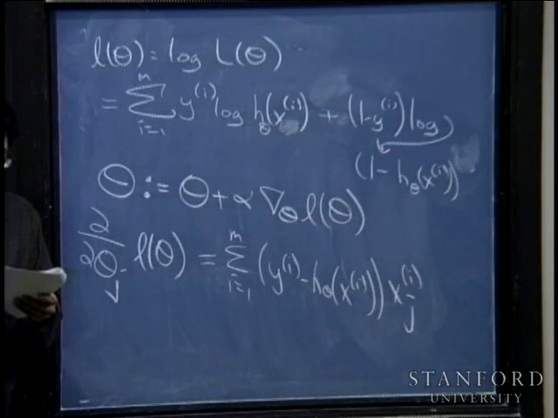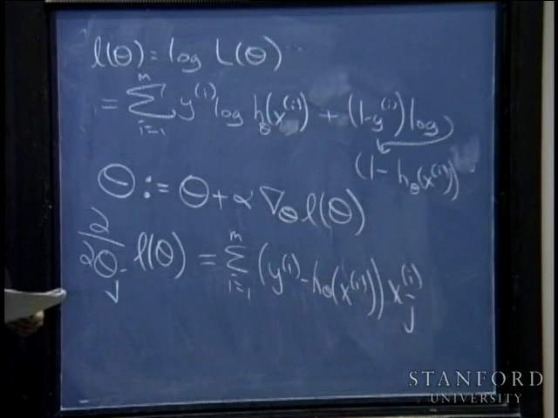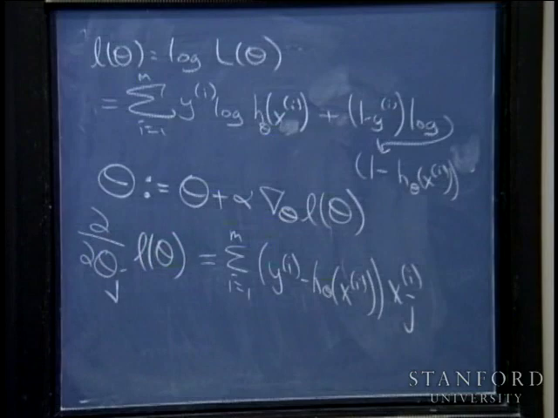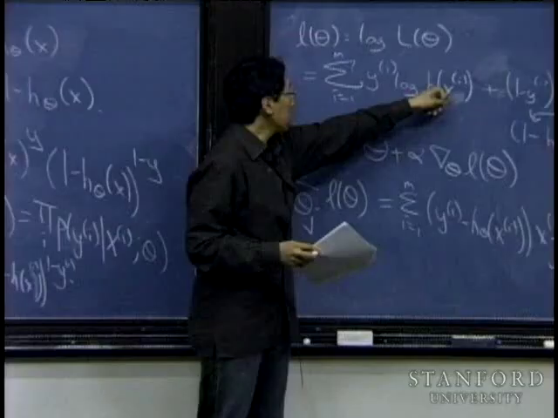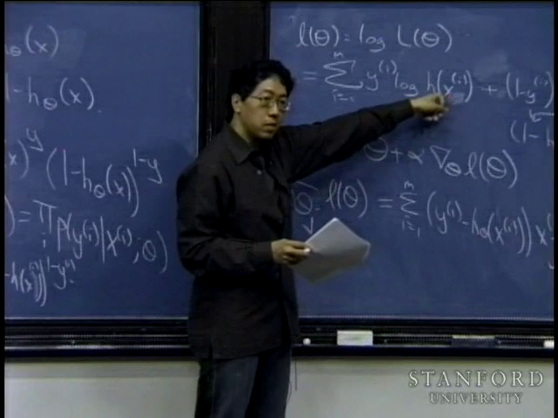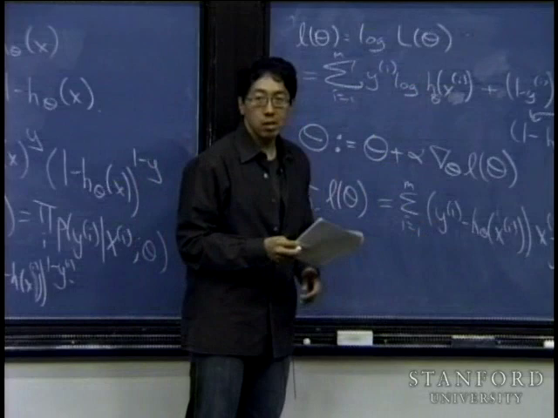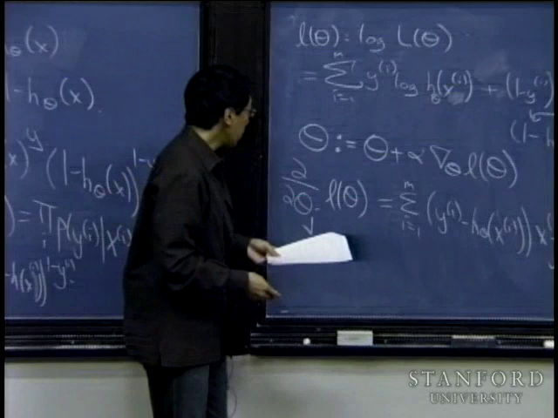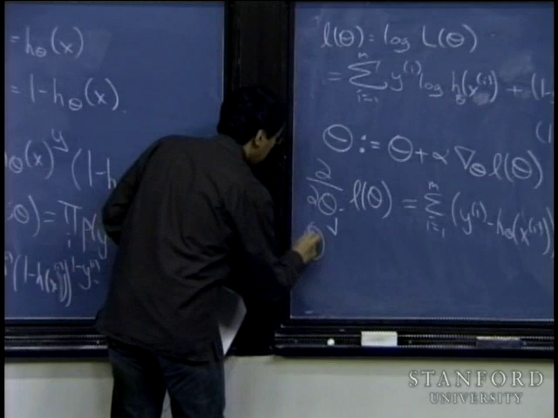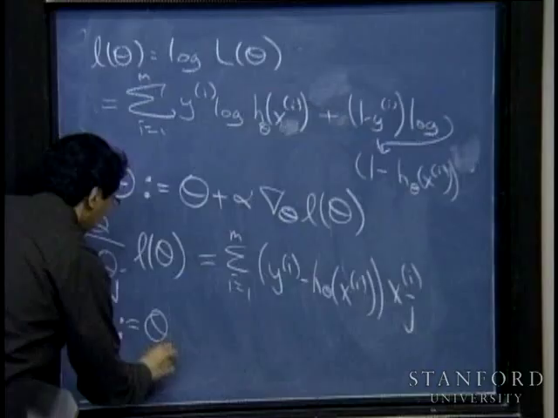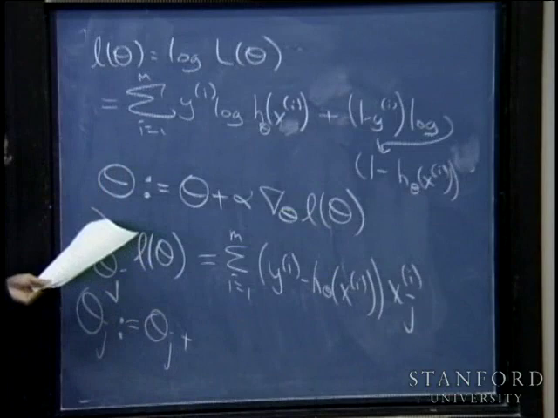The derivation isn't terribly complicated, but in the interest of saving you from watching me cover the blackboard full of math, I'll just write down the final answer. The way you get this is to plug in the definition of h subscript theta as a function of x i, take derivatives, and work through the algebra. It simplifies down to this formula. And so what that gives you is that gradient ascent is the following rule: theta j gets updated as theta j plus alpha times this.